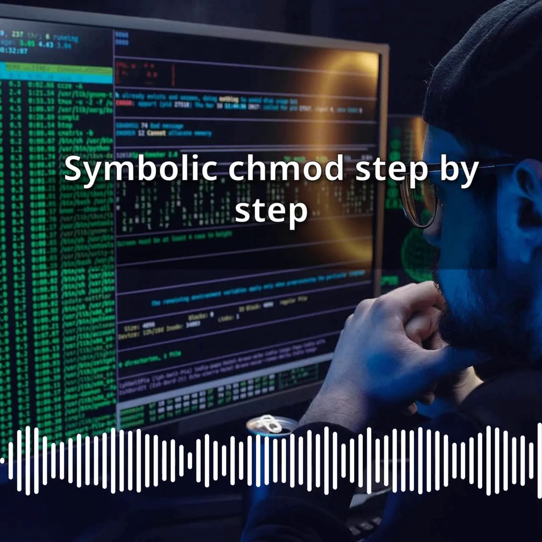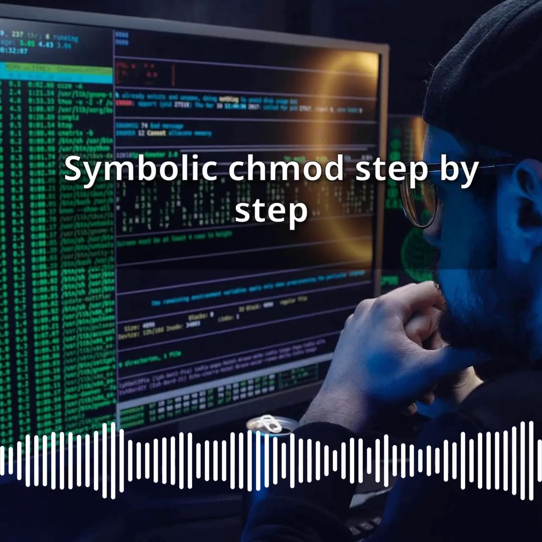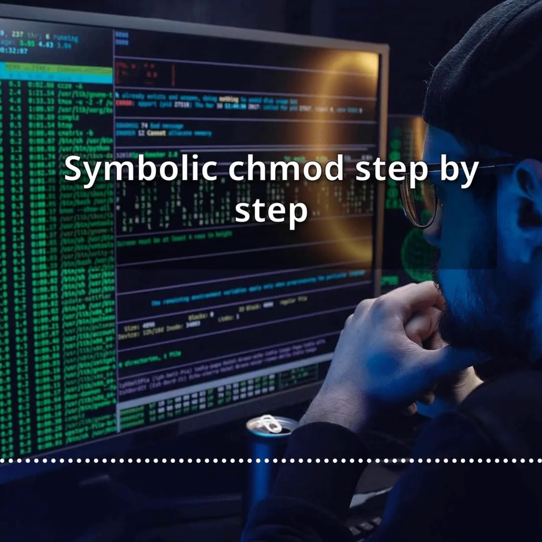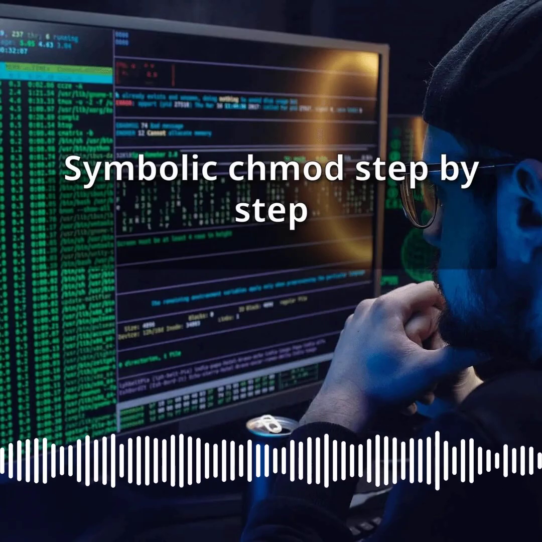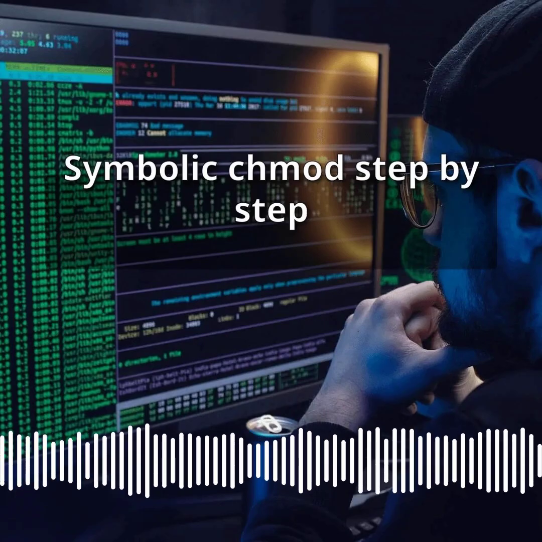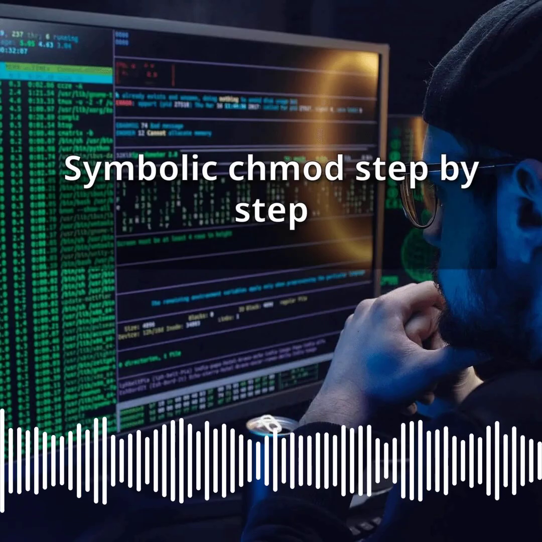Finally, introduce one deliberate mistake, add a permission that should not be there, and then fix it using the equals operator, exact assignment, rather than plus or minus. Document this in justifications.txt as a separate section called operator comparison and explain the difference in behavior between equals, plus, and minus in symbolic chmod.